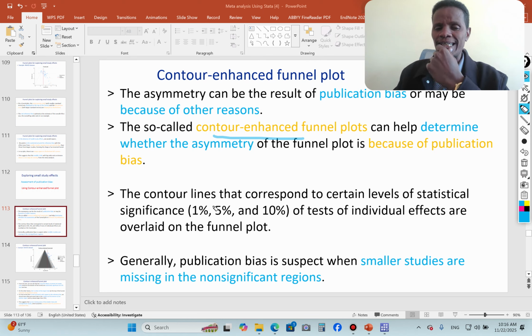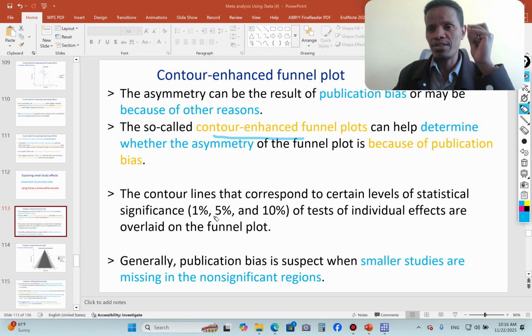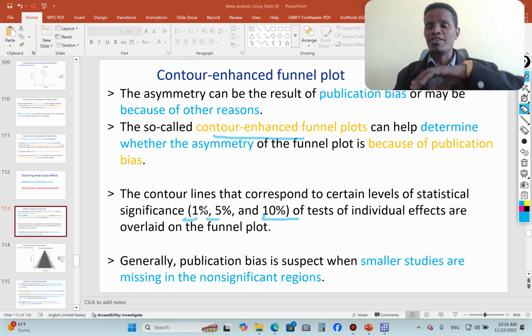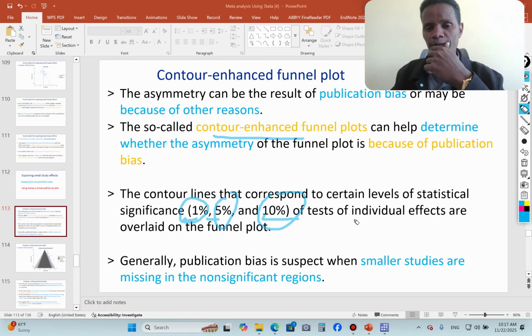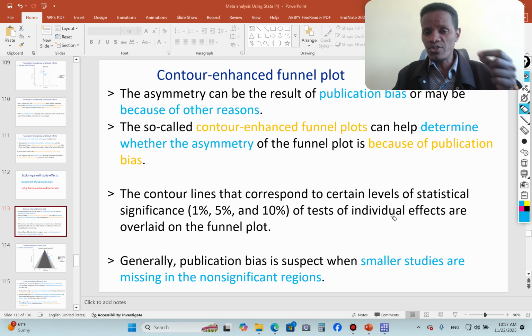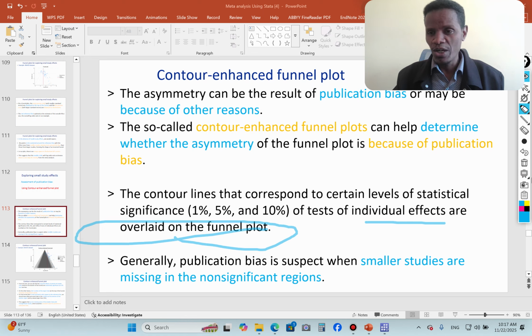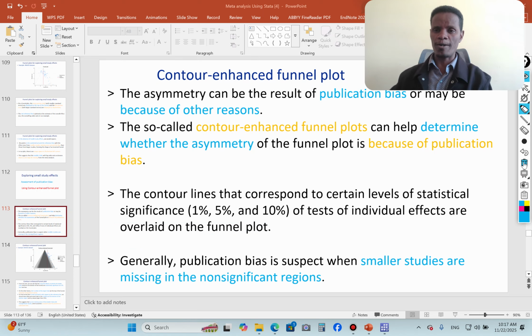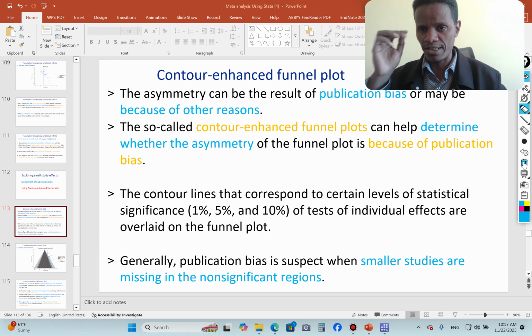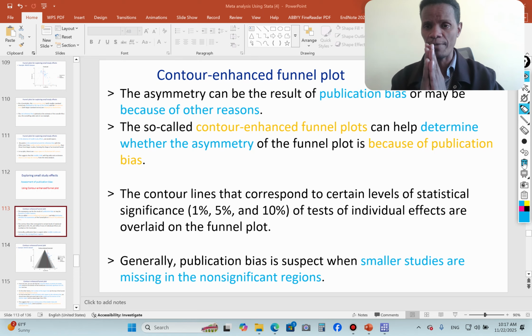So the contour lines correspond to a certain level of statistical significance. That means a 1% statistical significance, 5% statistical significance, and a 10% statistical significance. That means in terms of confidence interval, 99% confidence interval, 95% confidence interval, and 90% confidence interval, of tests of individual effects are overlaid on the funnel plot. So we'll have three levels of significance: 1%, 5%, and 10% level of significance alpha.